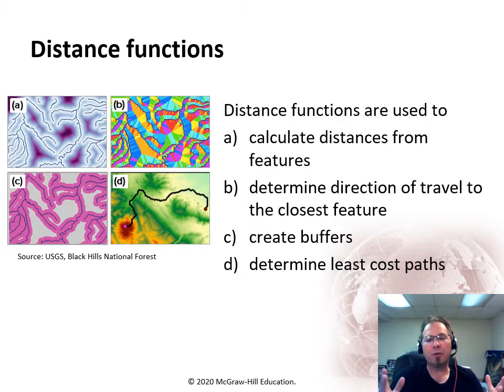All right, what else can you do with rasters? Well, there's tons and tons of raster functions that go beyond just overlay. You have things like distance functions. With the distance functions, it calculates distances from features. I'll show you that in a bit. You can use that to create buffers. You can determine direction of travel to the closest feature, and then you can create what's determined least cost path, which I'll explain as well. So there's a bunch of other stuff that we're going to talk about as well.